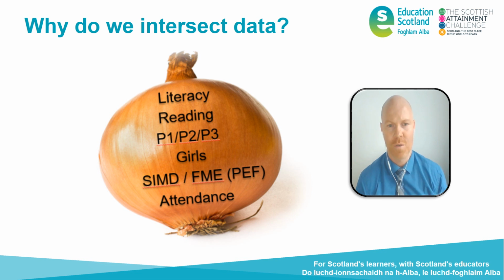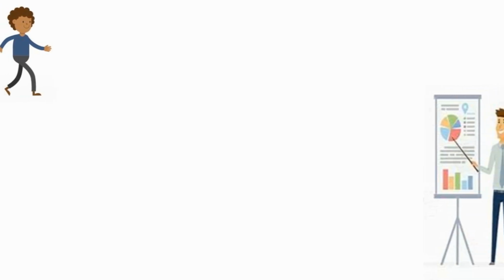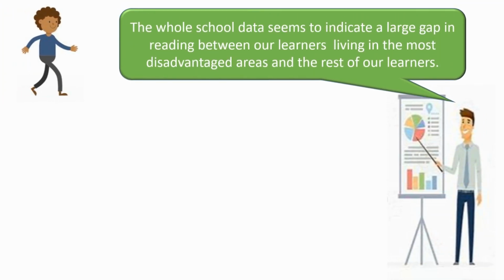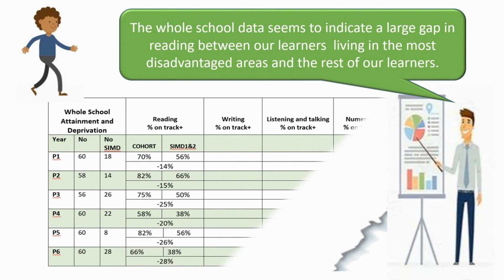Building on from what we've discussed so far, Eve is now going to talk us through a practical example of using data to close the poverty-related attainment gap in the classroom. In this primary-based example, a P6 teacher attends a staff meeting. The head teacher shares some whole school data, which seems to indicate that there is a large gap in the reading attainment of learners living in the most disadvantaged areas. There are some whole school initiatives planned to address this, but staff are also asked to look at their own data and analyse if and why this is the case in their class.